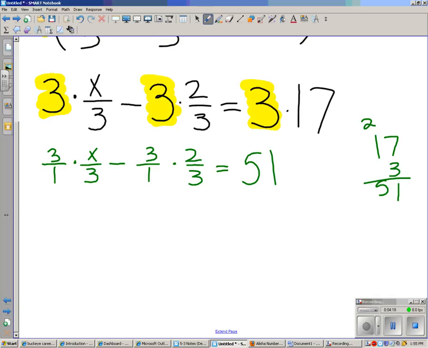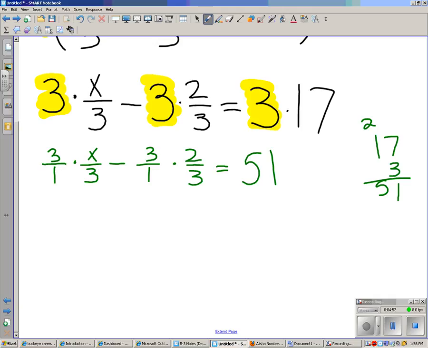So when I do the multiplication, 3 over 1 times x over 3, I'm going to multiply the tops and the bottoms. When you multiply fractions, you multiply the tops and the bottoms, but before you do that, what do you do first? You cross-reduce. Is there a whole number that can divide into 3 and 3? 3 goes into 3.